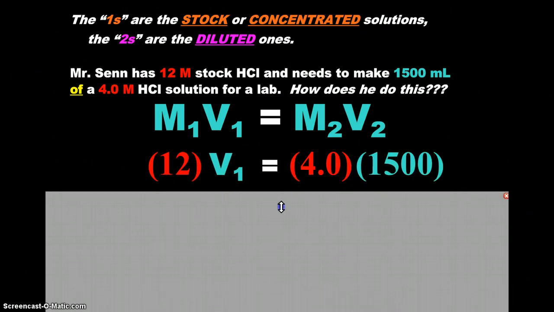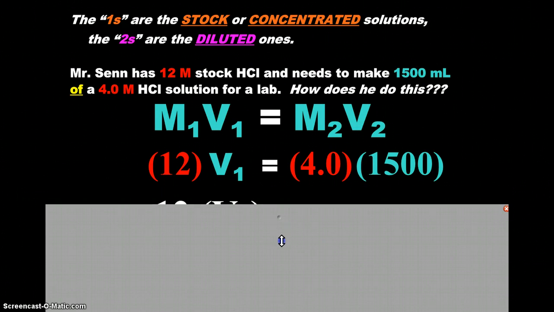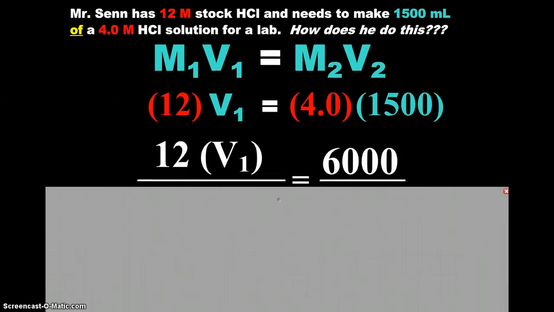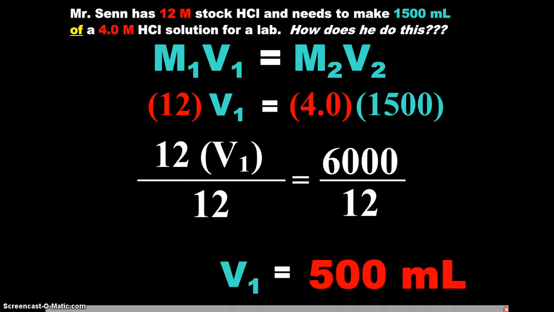So when I plug the numbers in the right spot, 12 is my concentrated molarity. How much of that I need is what I'm solving for, V1. My diluted molarity is 4 molar, and I need 1500 milliliters of that. So you see the two numbers together. 12 V1 equals 6,000. I divide by 12, and I end up with 500 milliliters. Well, that's great. That's the math.